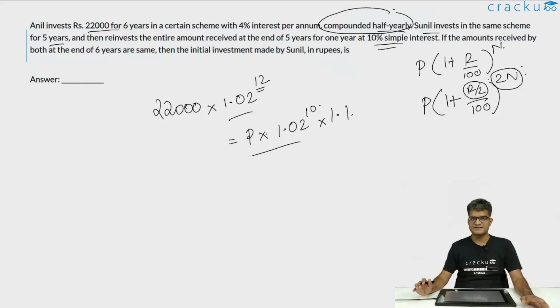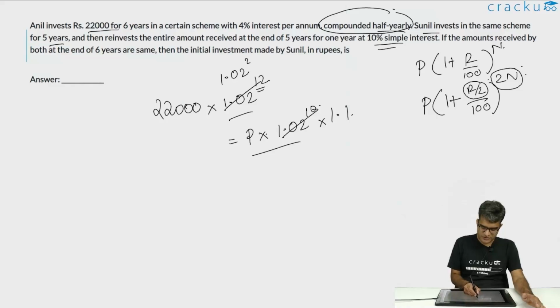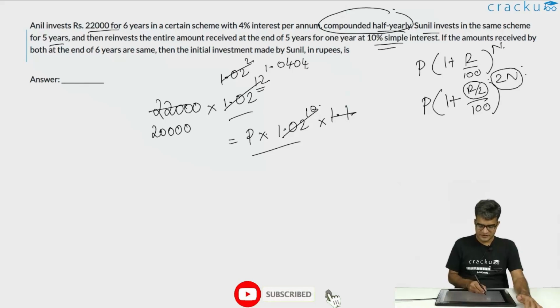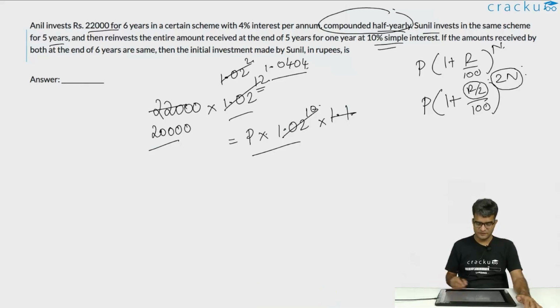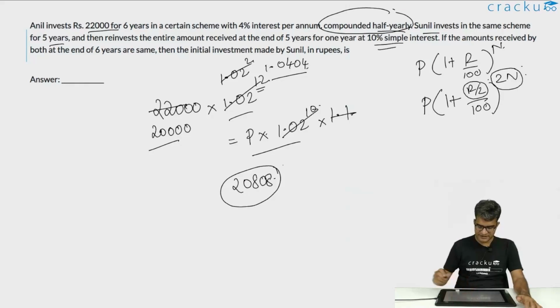Both of them have to be the same. Using this equation, we can calculate the value of P. So you can cancel this. This will be 1.02 whole square. 1.02 whole square will be 1.0404. 22,000 divided by 1.1 is 20,000. So the answer is 20,000 into 1.0404, which is equal to 20,808. This is the amount that Sunil invested at the start. So the answer for this question is 20808.